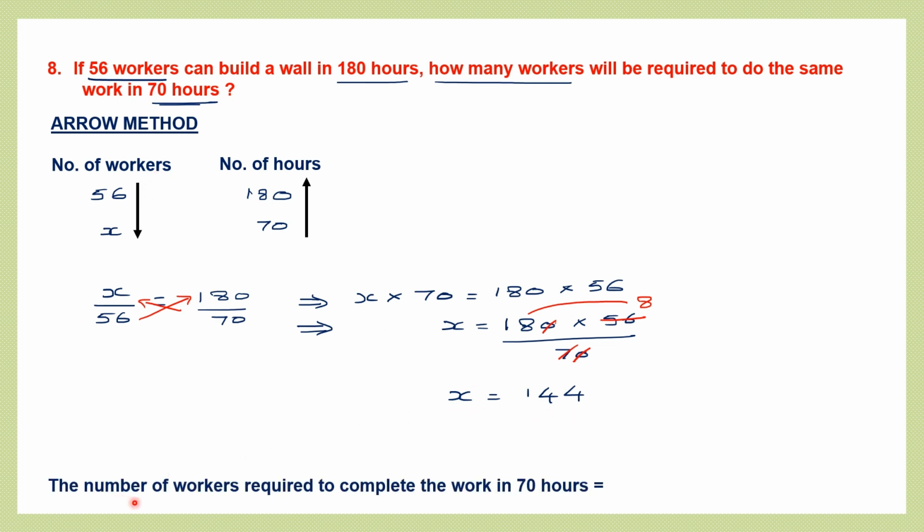So let's write: the number of workers required to complete the work in 70 hours is 144. So this is our answer.